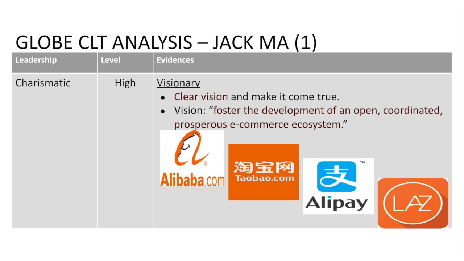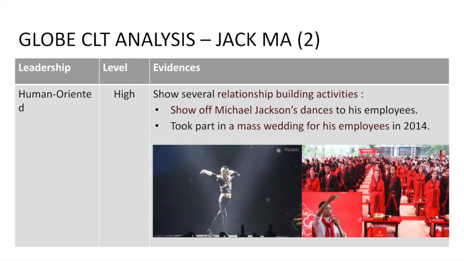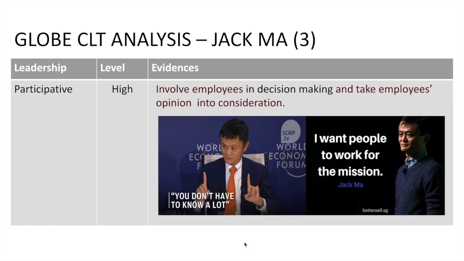Here is Jack Ma's clear vision. Second, Jack Ma has a high level of human-oriented leadership. He has organized and participated in interactive activities with employees to strengthen employees' enthusiasm and team awareness.